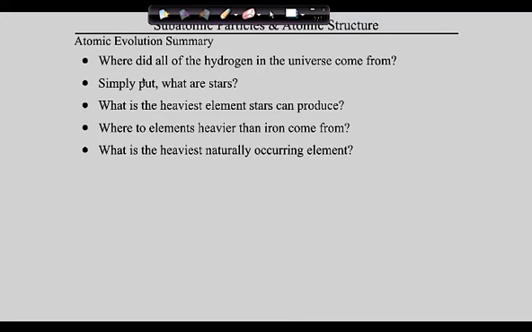Then question number 3, where are the, well, let me say it differently. What is the heaviest element that stars can produce? Then the interesting follow-up question, where do elements heavier than iron come from? And then question number 5, what is the heaviest naturally occurring element in the universe? And guys, you're going to need your periodic tables to think through this, so grab them and get them out.